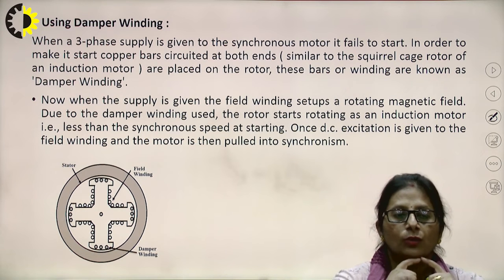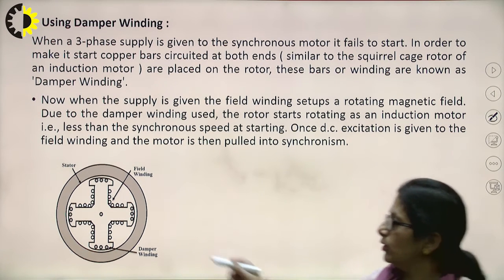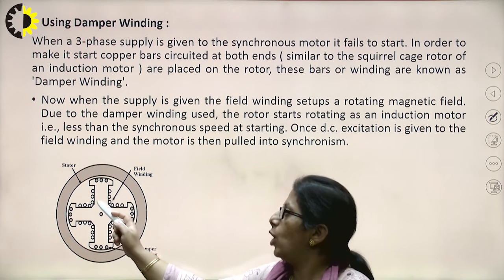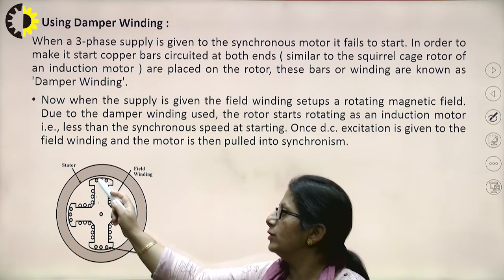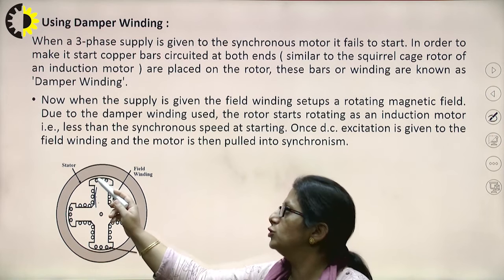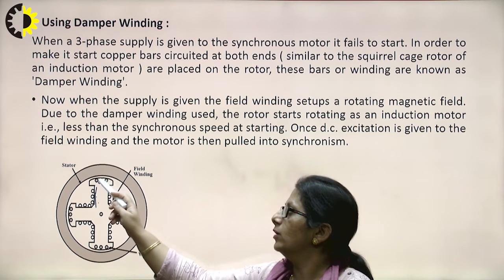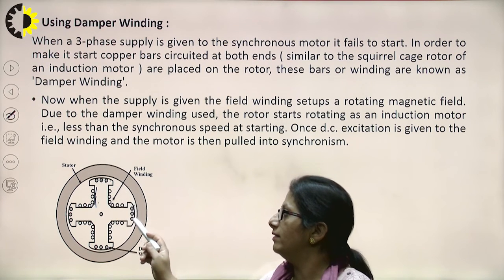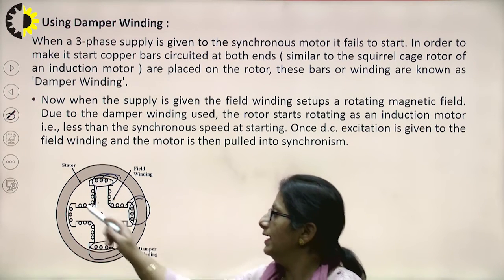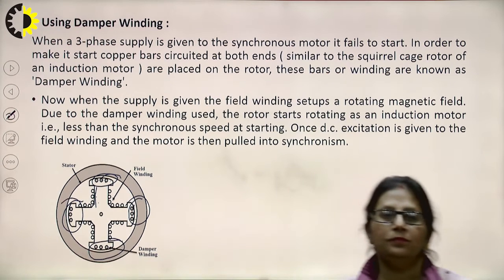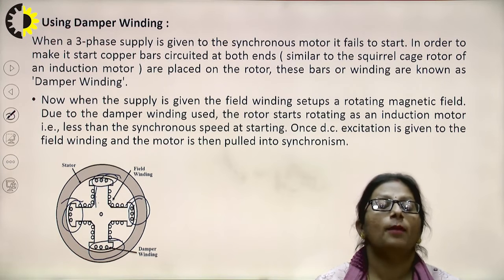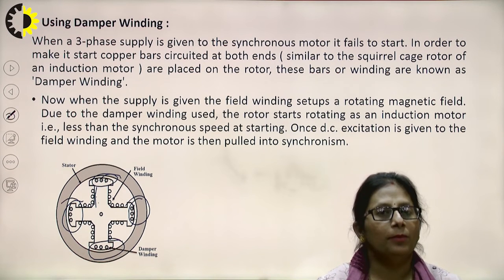This is the rotor construction. It is a salient pole construction. In this, the copper bars are inserted. Here you can see the field windings given for the field excitation. And at the pole shoes, you can see the copper bars being inserted, right, and placed on the rotor. These bars and the windings are called damper windings.